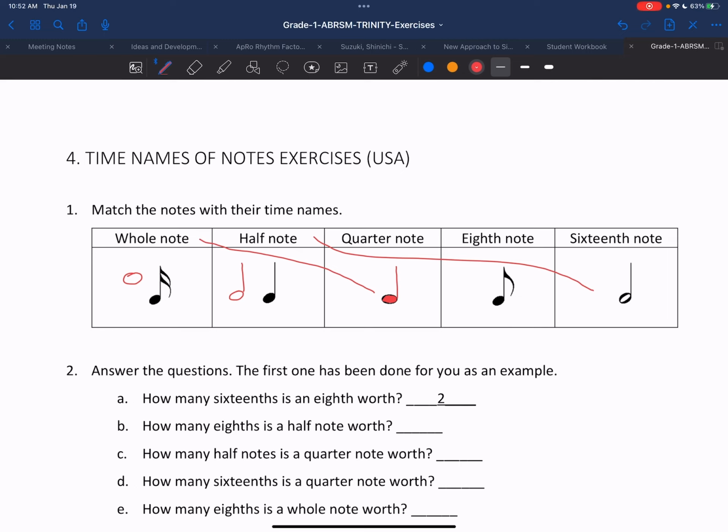Next one is the eighth note, which is correct. So this one was the quarter note and the eighth note is here. And then the last one, the 16th note, looks very similar to the eighth note, but we add 2 flags to the side.